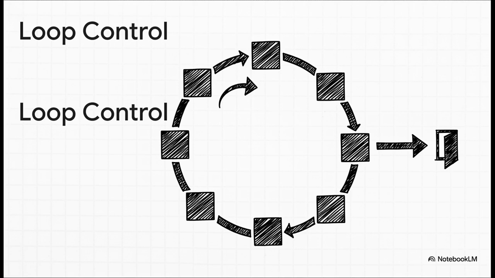And you get really fine-grained control inside these loops. So imagine you're looping through a list of users. If you hit an inactive user, you can just use iterate to say skip this one and jump right to the next person. Or if you're searching for one specific user and you find them, you can use leave to just break out of the loop completely. It's how you really fine-tune your automation.